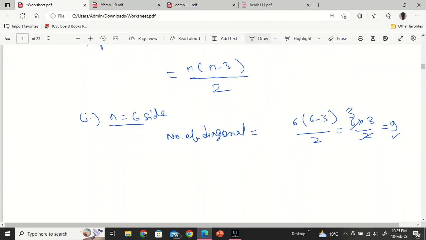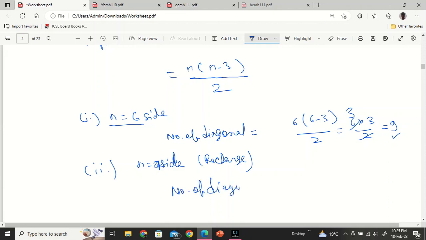Even you can check this formula for a rectangle. If you want to check, n is equal to 4 sides. A rectangle has 4 sides. So the number of diagonals will be equal to 4 into (4 minus 3) by 2. It will be 4 into 1 by 2. It is 2.